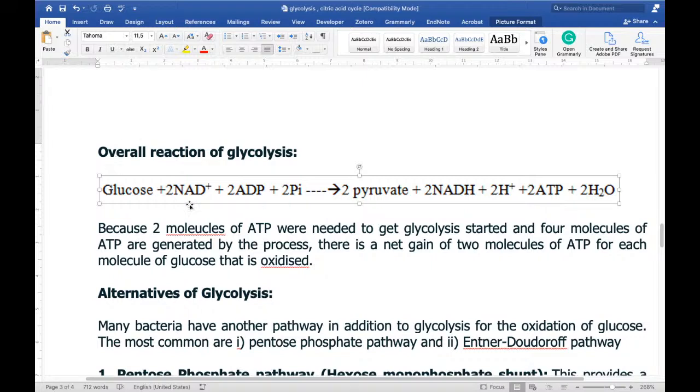So this is the overall reaction. Glucose plus 2 NAD plus, 2 ADP, 2 phosphate gives 2 pyruvate plus 2 NADH, 2H plus, 2 ATP and 2 water molecules, and so on.